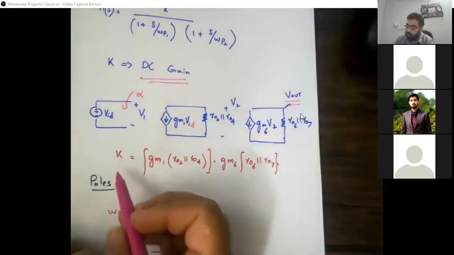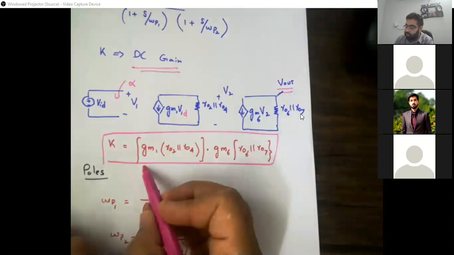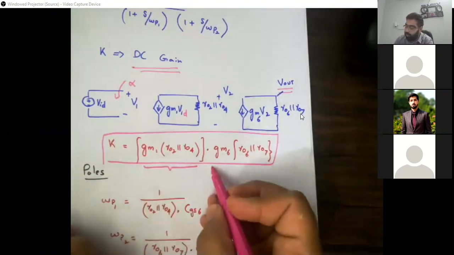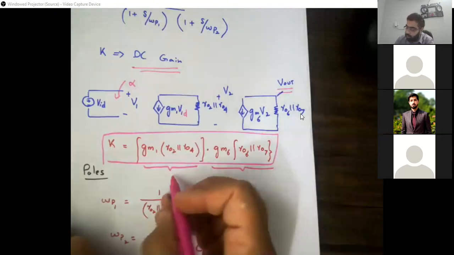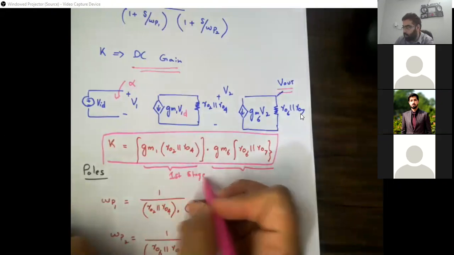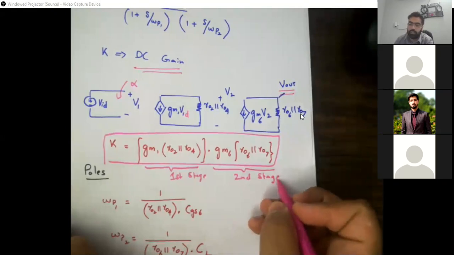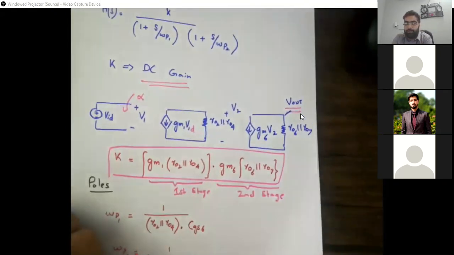So we can simply write our expression for DC gain, which is the first stage DC gain, GM1 times RO2 in parallel with RO4, multiplied by the second stage DC gain, GM6 times RO6 in parallel with RO7. So this is the first stage, and this is the second stage. Okay. Till now, does anybody have any confusion?